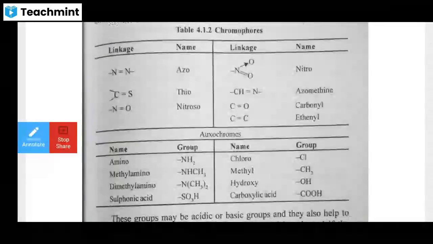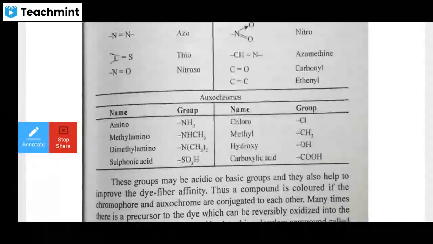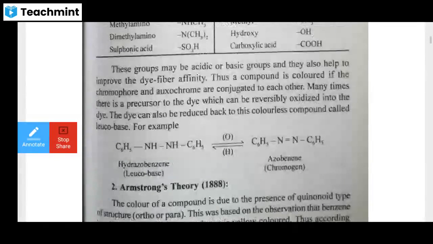In simple language में बोला जाए तो जहां पर आपको डबल बॉन्डेड स्ट्रक्चर दिखेगा, डबल बॉन्डेड ग्रुप रिंग स्ट्रक्चर को अटैच दिखेंगे, तो वो डबल बॉन्डेड है, अनसैचुरेटेड है, उसको हम जनरली समझने के लिए क्रोमोफोर बोल सकते हैं। जो सिंपल है, जिसके पास लोन पेयर ऑफ इलेक्ट्रॉन है, सैचुरेटेड है, उसको हम जनरली ऑक्सोक्रोम बोल सकते हैं। So these groups may be acidic or basic groups, and they help to improve the dye fiber affinity, and the compound is colored if the chromophore and auxochromes are conjugated to each other.